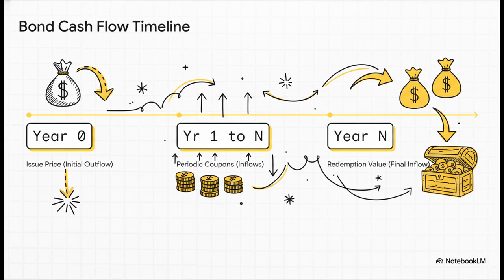And if you look at the exact cash flow timeline, it makes perfect sense. At year 0, right at the start, the money leaves your pocket. That's the issue price, your initial outflow. Then, over the life of the bond, from year 1 all the way to year N, you get these periodic interest payments, which we call coupons. And finally, at maturity in year N, you get your principal handed right back to you as the redemption value. Honestly, if you can just visualize this exact timeline, you've pretty much conquered half the battle of fixed income.